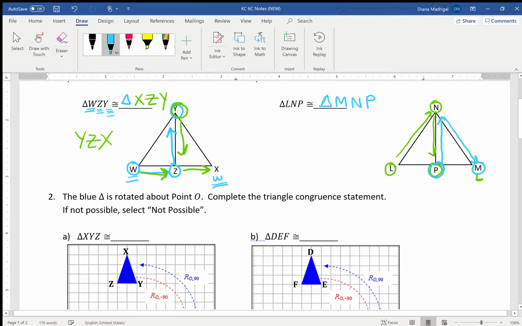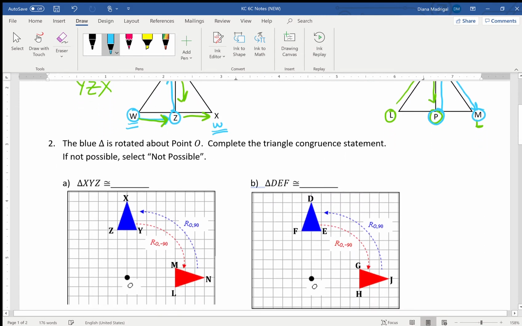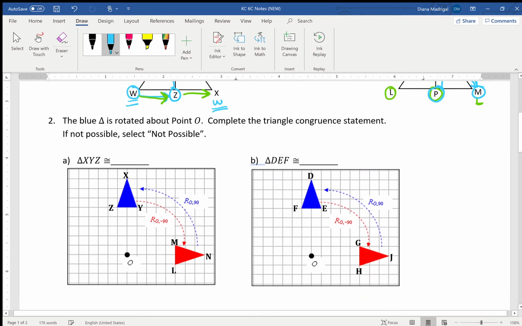All right, question number 2. It says the blue triangle is rotated about point O. Complete the triangle congruent statement. Again, we have to match the points with the other points on the second image. For this one it's saying rotated, and if you don't see this, it's being rotated 90 degrees. If you don't understand what 90 degrees looks like, that is an L shape.